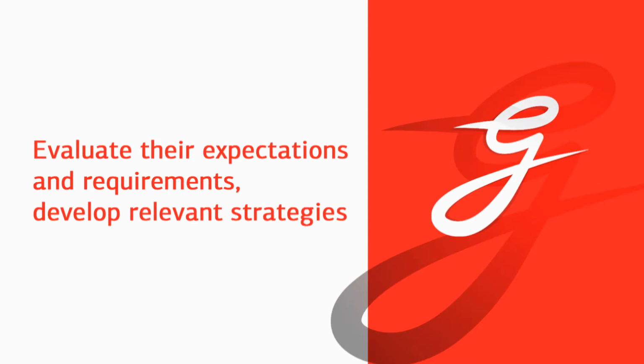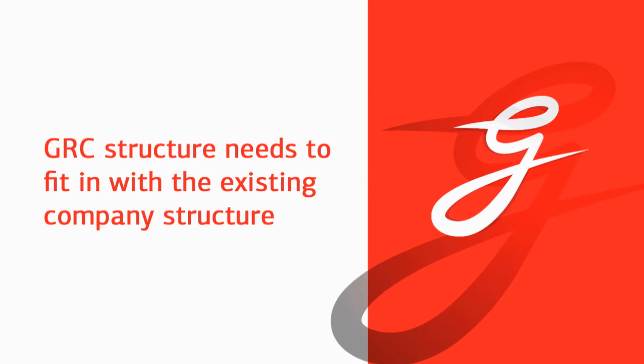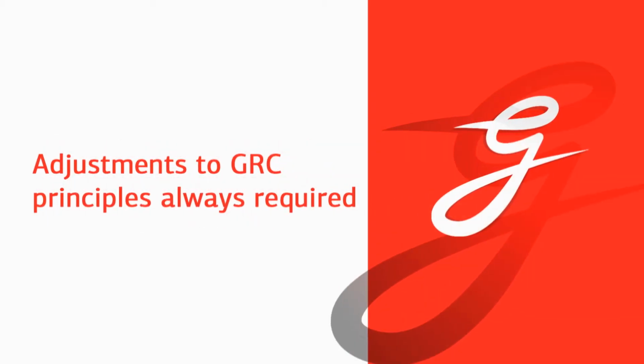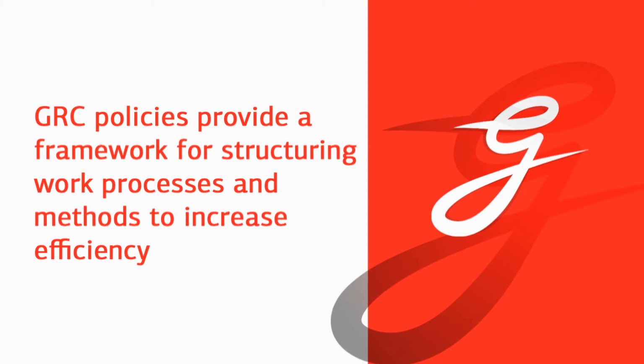Sixth, governance, risk and compliance structure. It is critical to align governance, risk and compliance with the existing organizational structure, board and executive level committees. It means that every organization must adjust the GRC principles. Seventh, governance, risk and compliance policies. GRC policies set the framework under which the detailed processes, controls, structure and technology are structured and how effectively they operate.